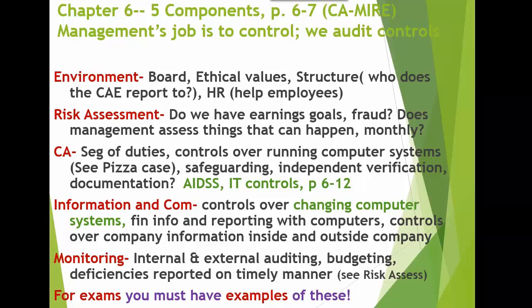The risk assessment, we've talked about that in terms of an enterprise risk management assessment of the organization. What can go wrong? The control activities: policies and procedures, segregation of duties, running the computer systems, safeguarding assets. Internal controls related to password protection on your computers, as an example, is a control activity. Information and communication, we've talked about this. Monitoring, this is part of what internal audit does.